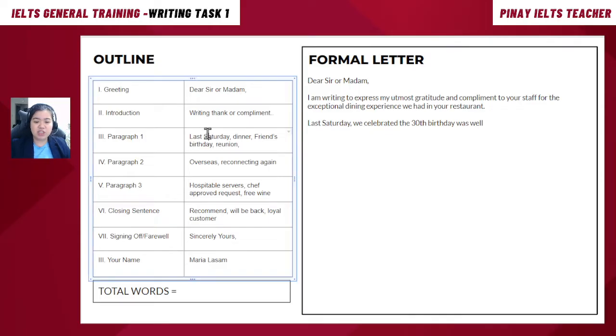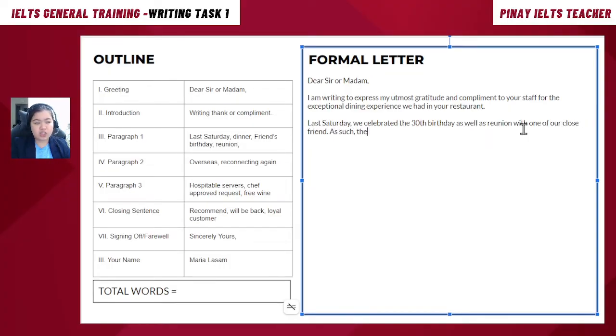Because I think if I just put last Saturday and dinner there, I would run out of ways to talk about it in this paragraph. So be very flexible to adjust whatever feels more appropriate in the flow of your letter. So I would say something like last Saturday we celebrate the 30th birthday as well as reunion with one of our close friend.